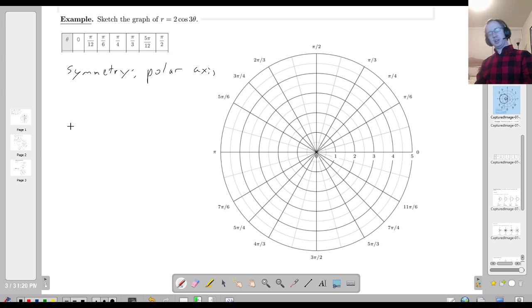Now some other information that can sometimes be useful to help us graph. Let's look at the maximum values we're going to find.